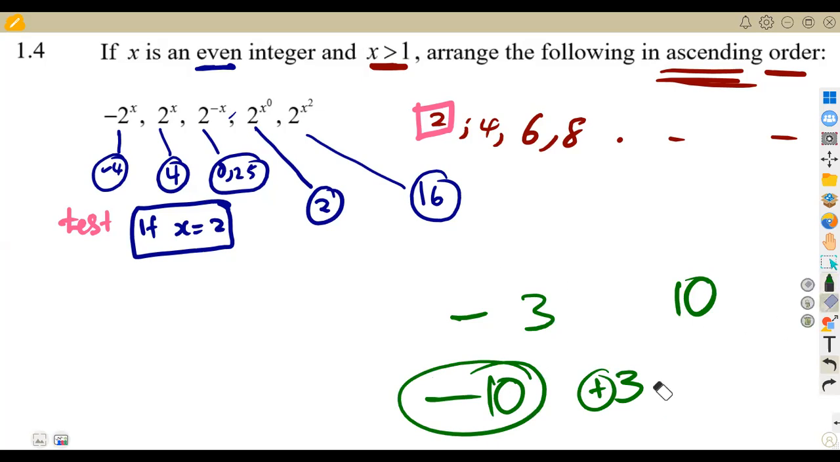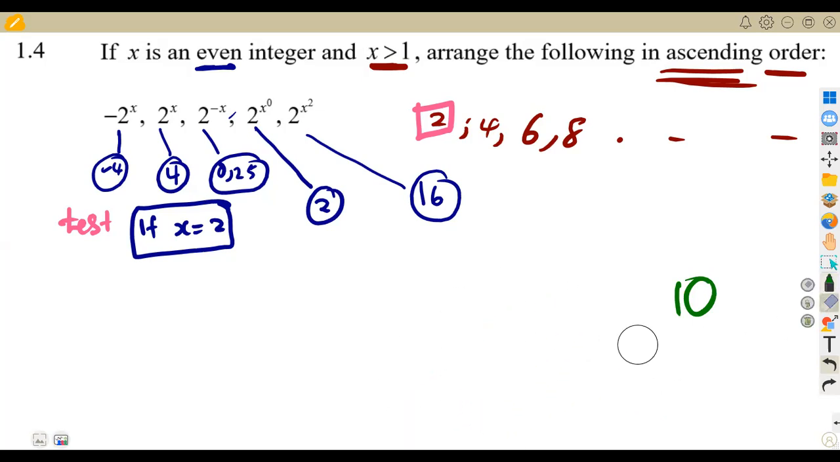So meaning to say, of these numbers, we only have one part that is giving us a negative, of this one. So that means this is the smallest one, -4. But we took this -4 from where? From -2 to the exponent of what? X. So we're now writing in the order of what? Ascending.